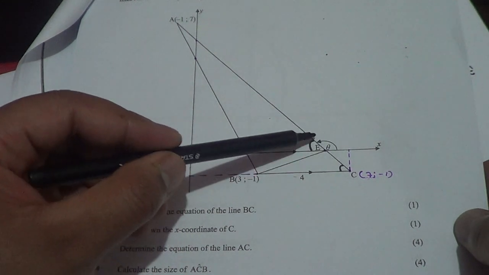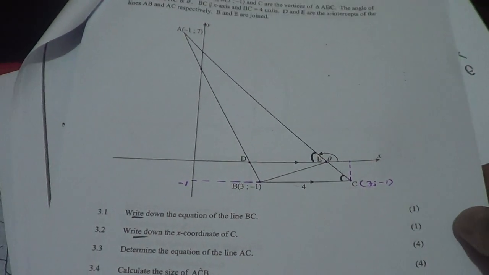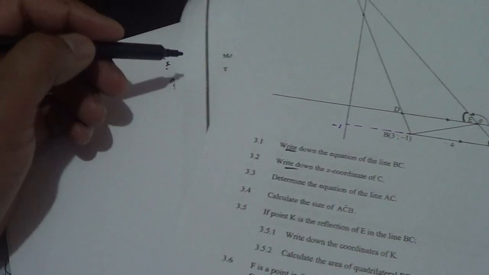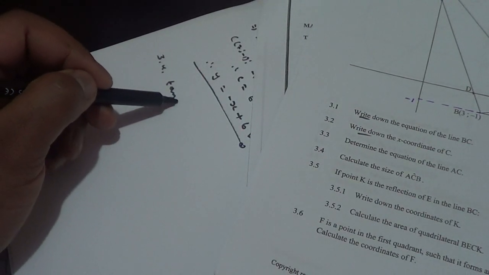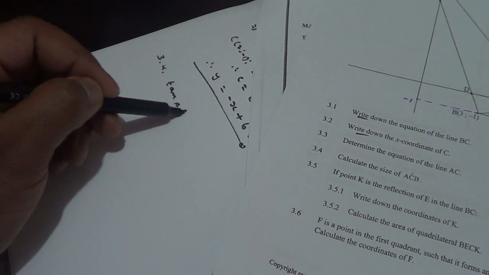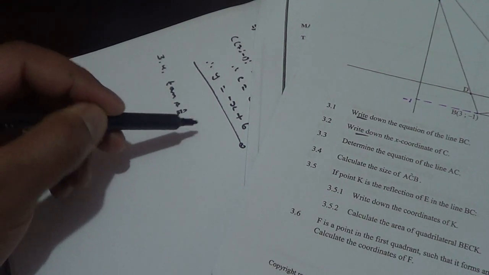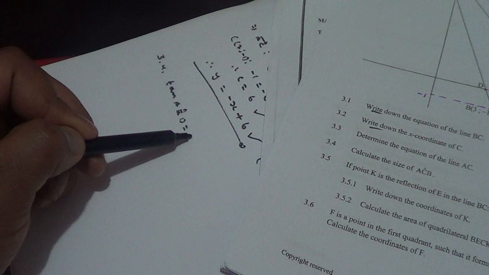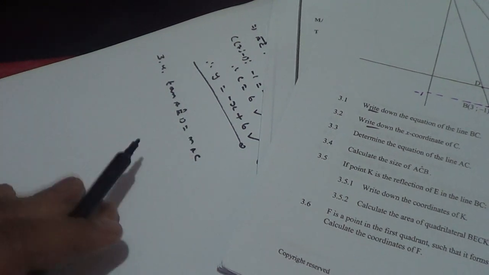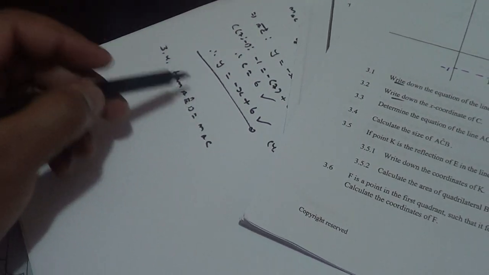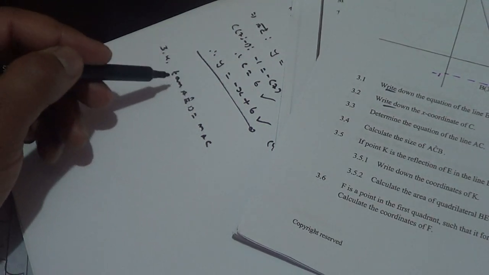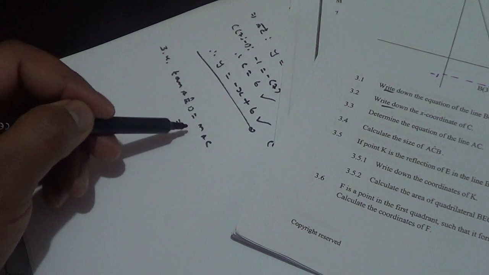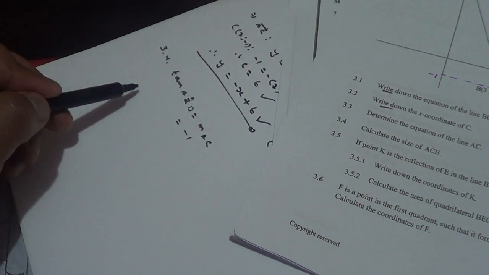I want this angle. So I know that the gradient of this line is going to give me a negative angle. So I'm not going to sweat myself and look for other things here. So I'm just going to say tan of angle AED is equal to the gradient of AC. Okay, that is the angle of inclination. Of course, we'll be looking at the absolute value of that one because we're going to get a negative angle, which is going to be minus 1.